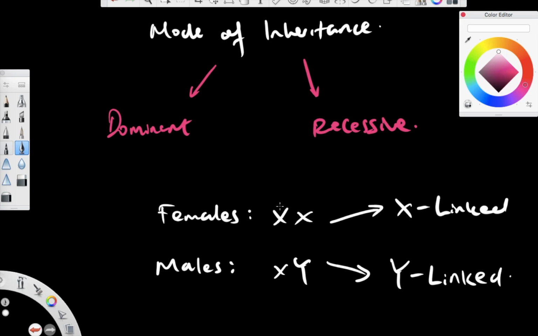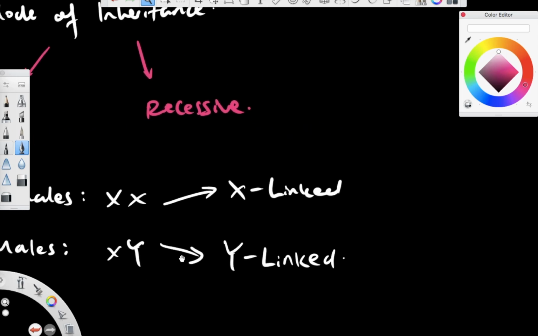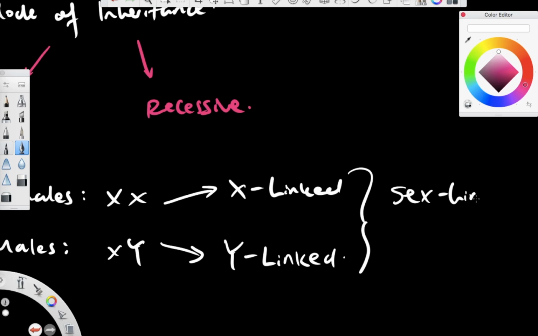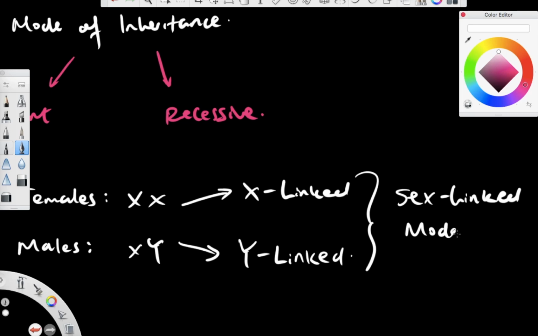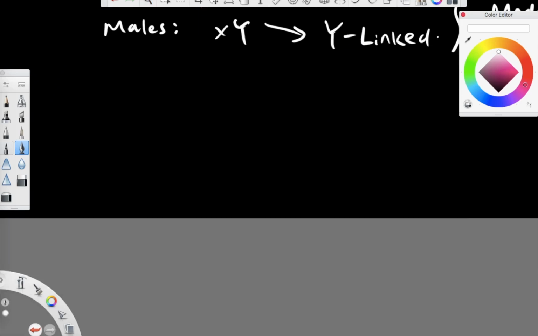X-linked means that the allele that's responsible for the trait of concern is only present on the X chromosomes, whereas Y-linked means that the allele that's responsible for the trait of concern is only present on the Y chromosome. And since we're dealing with sex chromosomes here, the allele that is responsible for the trait of concern that is inherited by our gametes, or eventually our offspring, is on the sex chromosomes. Both X-linked and Y-linked are sex-linked mode of inheritance, right? So these are part of a broader category, which is sex-linked mode of inheritance. Awesome.